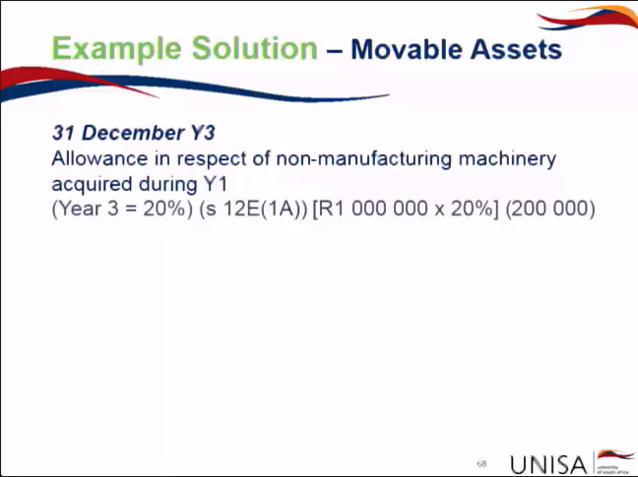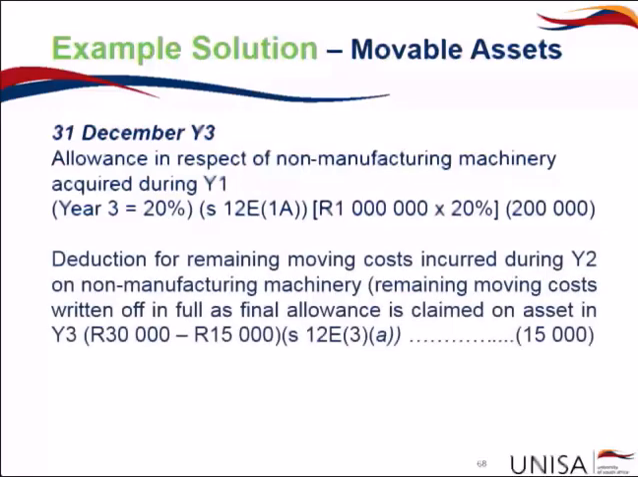As you can see in year 3, we have obviously nothing to do with the manufacturing plant because it's been fully written off, and so has the moving. But however, for the non-manufacturing plant, we still have the million and we get the remaining 20%, so the 200,000. As well as the deduction for the remaining costs relating to the moving of that non-manufacturing machinery, we will now get in year 3.